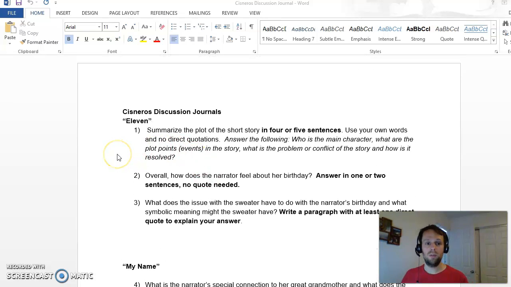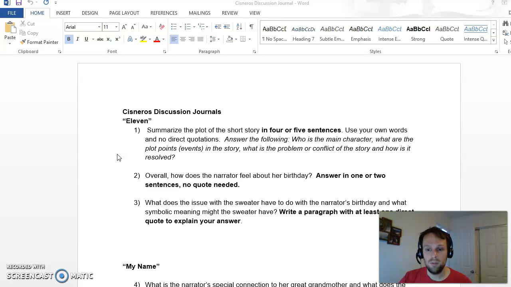Question number 2. The short story is called "Eleven," and that's because the story takes place on the character's 11th birthday. Question number 2 is something that I'm suggesting you answer after having read the story a couple times. It's only 3 pages. So read the story a couple times, and then look through your notes. Again, I hope you're taking notes while you're reading. And then answer in 1 or 2 sentences.